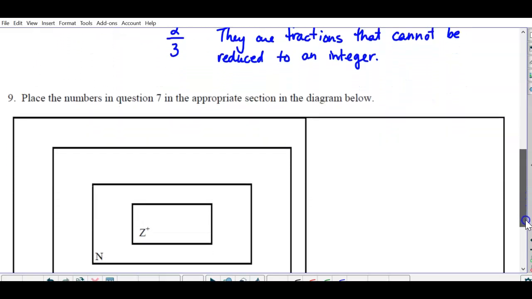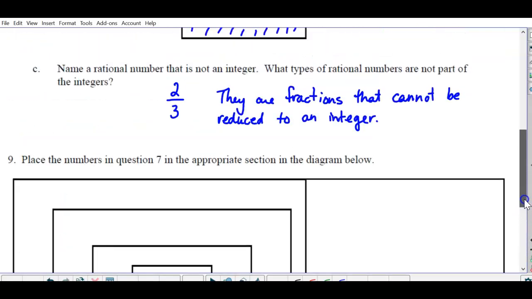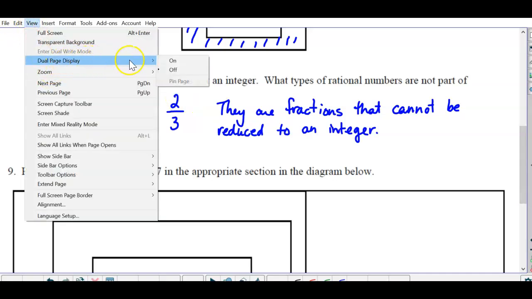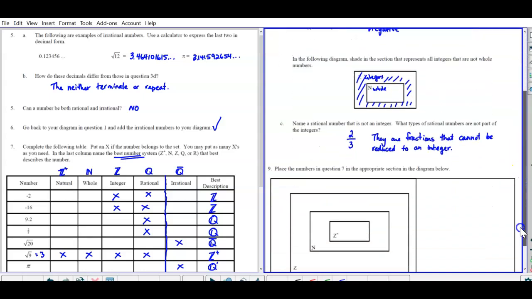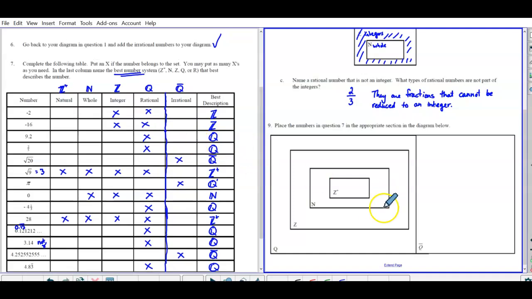So place the numbers in question 7 in the appropriate section in the diagram below. Okay, so that's all labeled. I'm just going to dual page so we can do this a little bit easier. Okay, so -2, that's just an integer, right? So if we take a look here, this will give us a hint to do it quickly. So -2, -16, 9.2, 2/5. Then root 20 would be over here. Then root 9 is in the middle. It's a natural number. Pi is irrational.